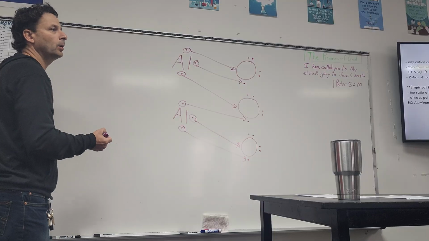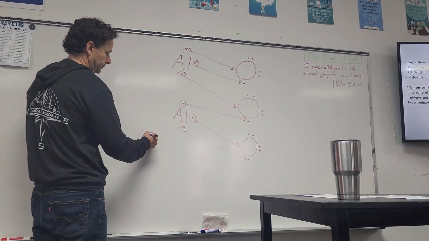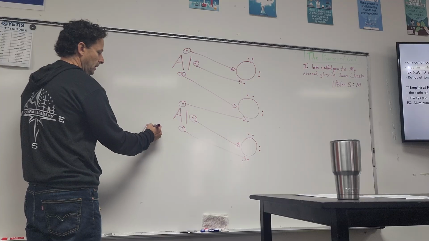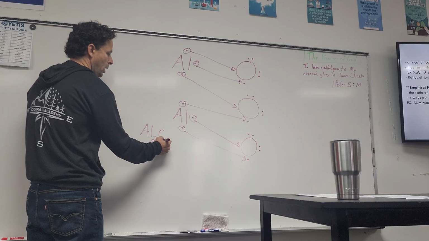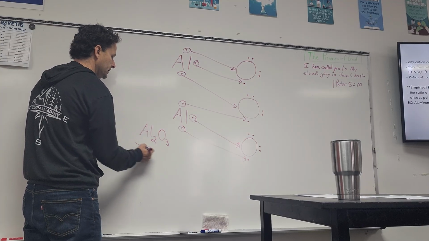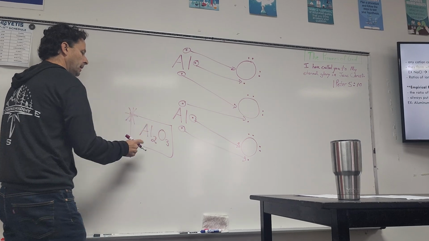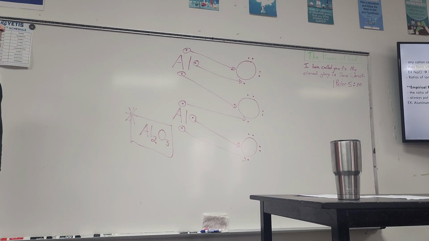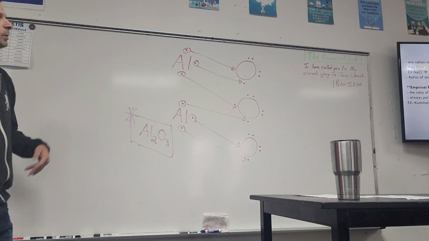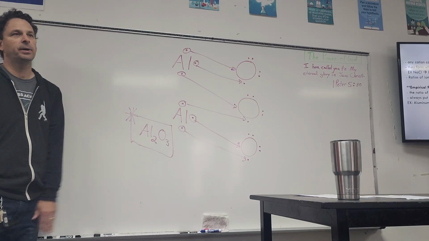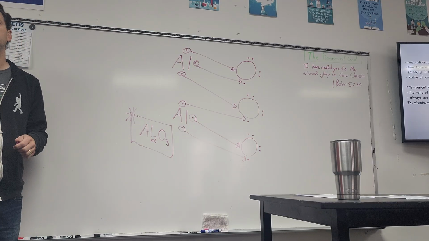What is the ratio here? 2 to 3. Al2O3. And guess what its formula is in the world? That is its formula. Wow. In other words, when we use ionic compounds, we're going to use the empirical formula. We're always going to use the ratio.